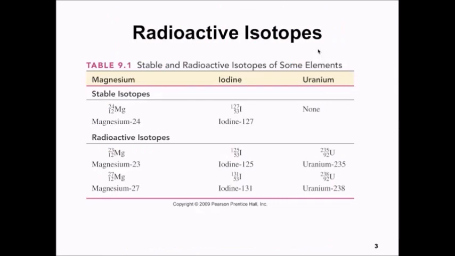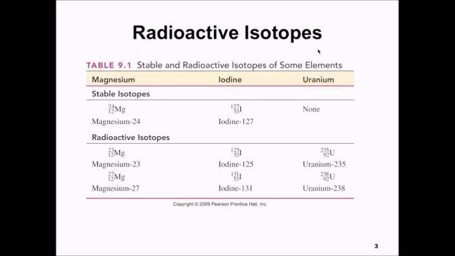So let's take a look at some radioactive isotopes and some stable ones. First of all, an unstable isotope is radioactive, and what that means is that the number of protons to neutrons is not correct. And in order to correct this, the nucleus spits out bits and pieces of itself that we call radiation.